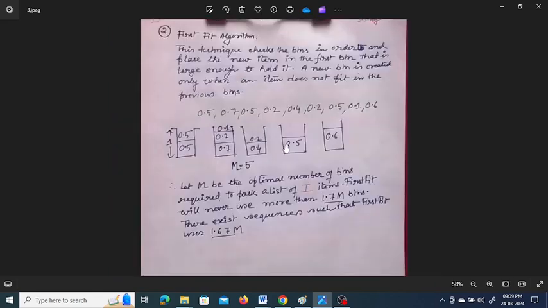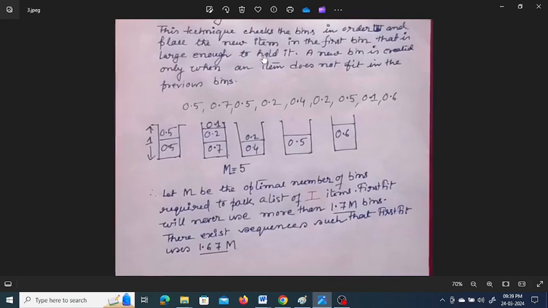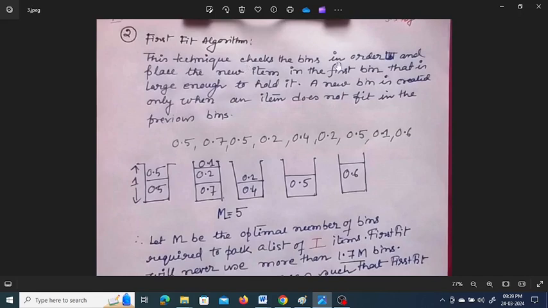First fit algorithm. This is the second algorithm, right? So what this technique says is that it checks the bins in order and places the new item in the first bin that is large enough to hold it. A new bin is created only when an item does not fit in the previous bins. In the next fit algorithm, we are just checking the current bin. If the current bin is not able to accommodate the item, then you create a new bin. Here it is not like that. Here you can go to the previous bins and check whether space is available or not. You can go to the earlier bins also.